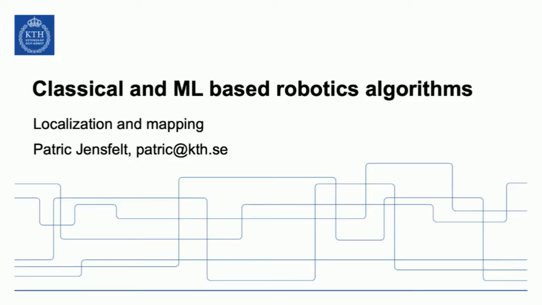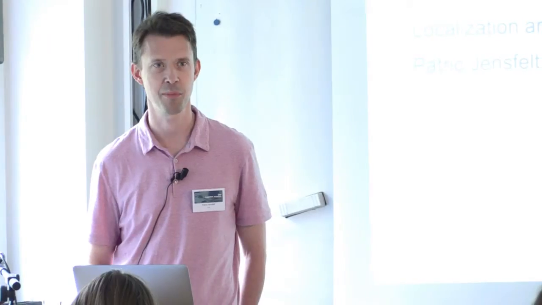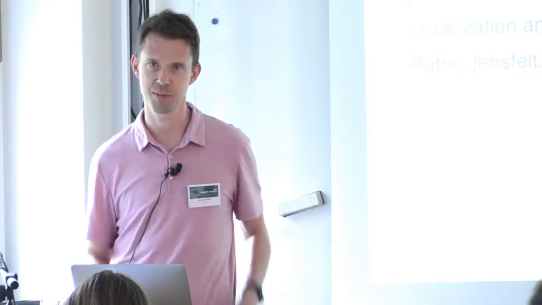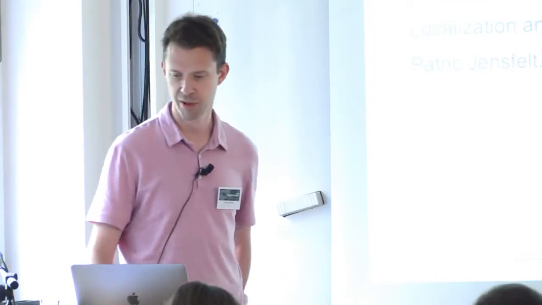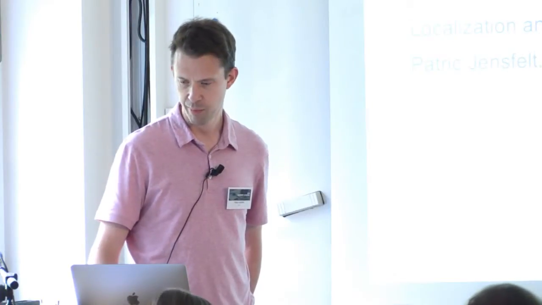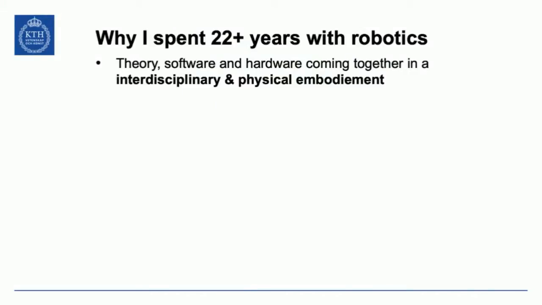So I'm going to talk about... the title given to me was Classical and Machine Learning Based Robotics Algorithms. And I will go with that. I will focus on algorithms connected to localization and mapping. I won't really go into the details, but I'm going to try to give you an idea about the problems connected to that. But before doing that, I thought I would try to motivate why I'm working on robotics.